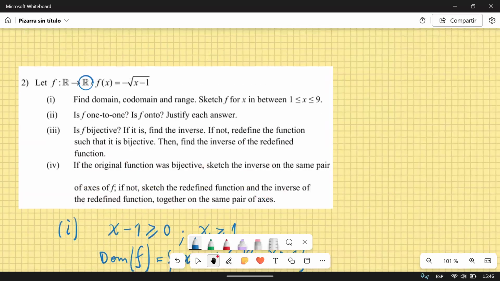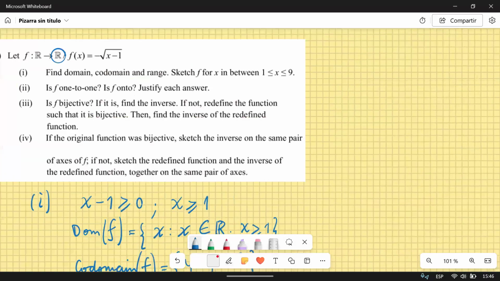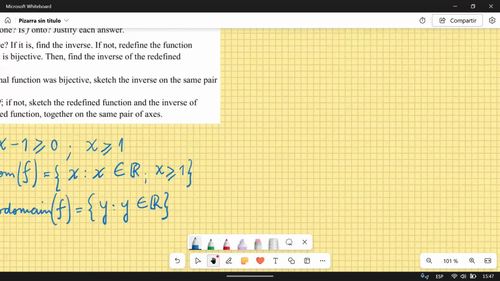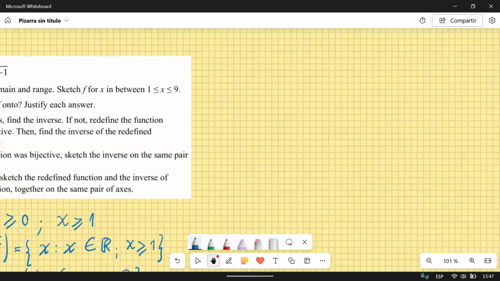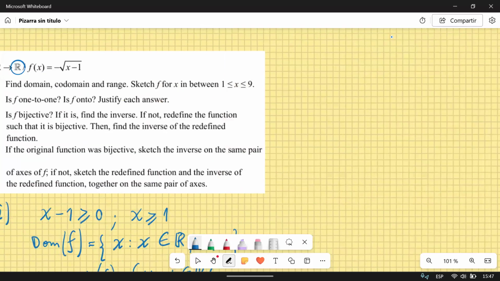And to find the range, I will start by constructing the graph of f and see. To construct the graph of f, I have two options. One is, from the graph of y equals root of x, use the translations and reflections to see what the final graph is, or use a table of values. I will do both for practicing.